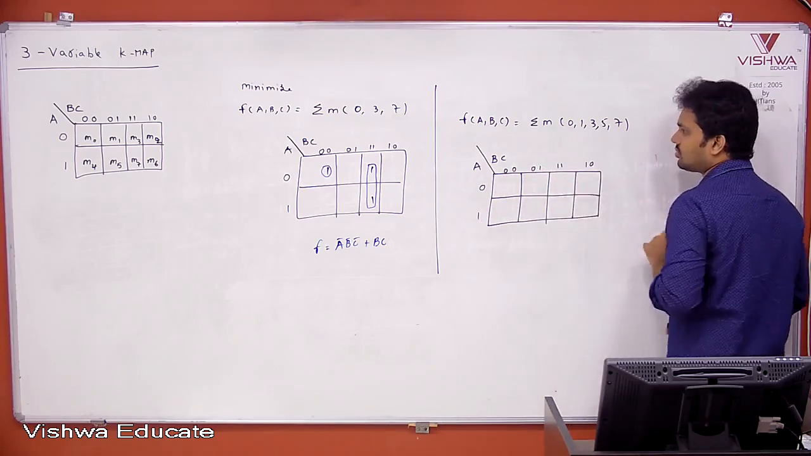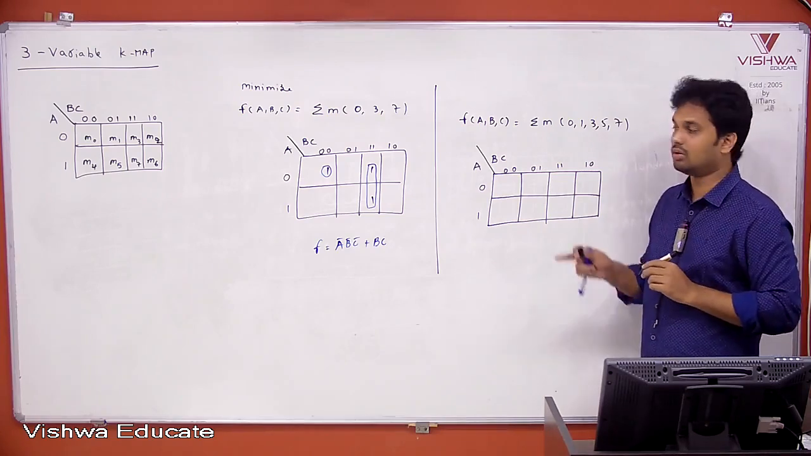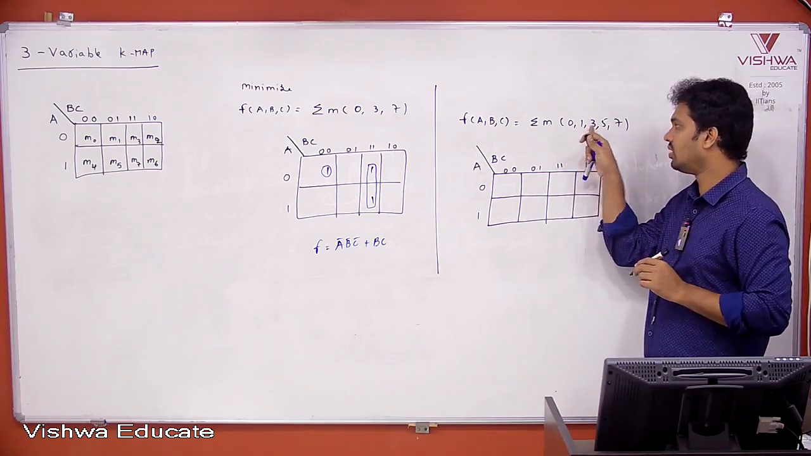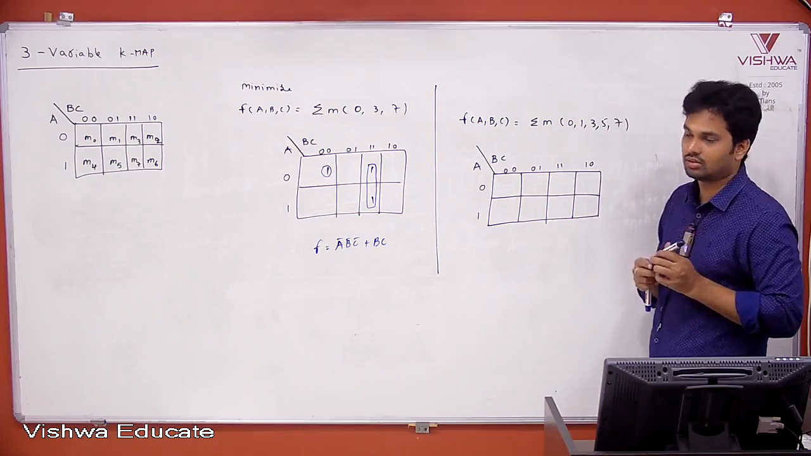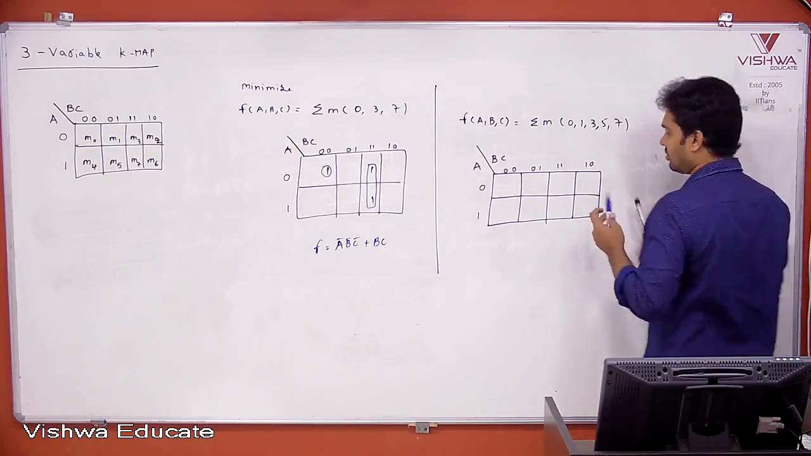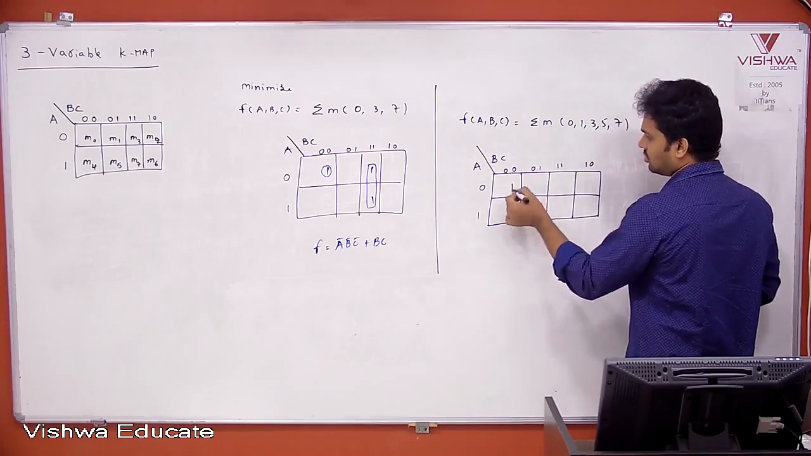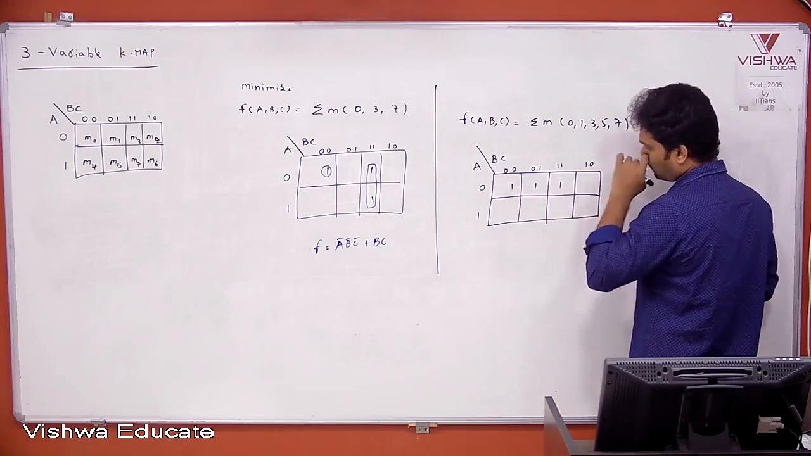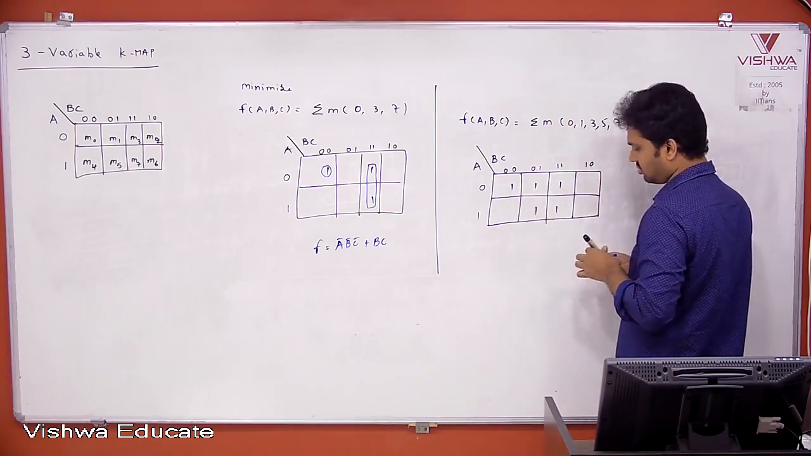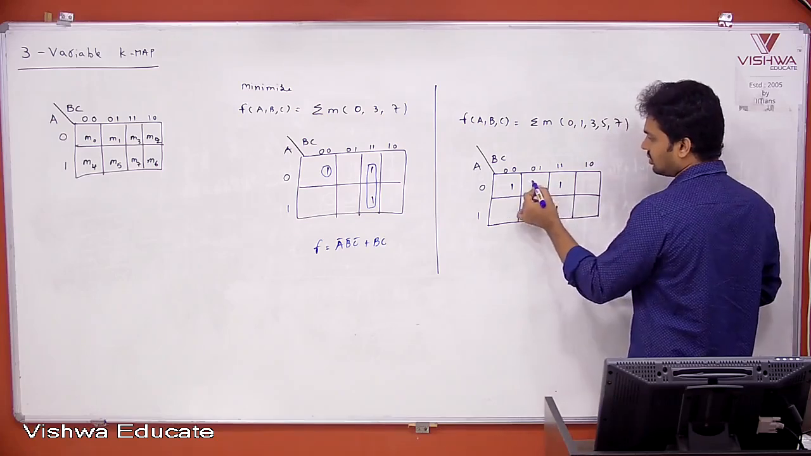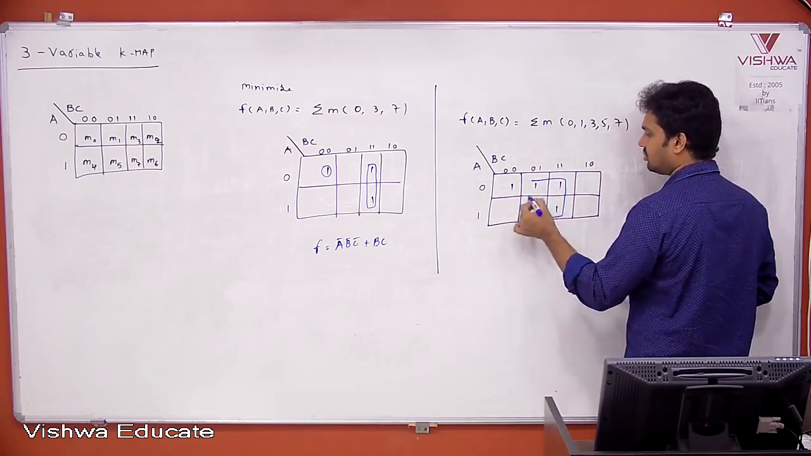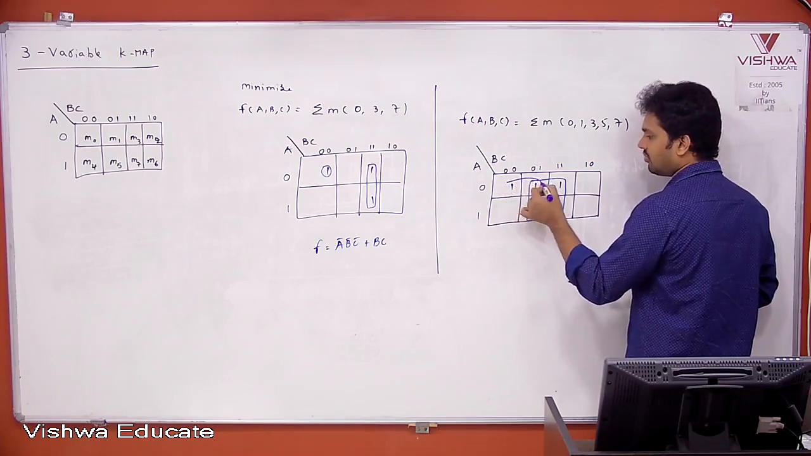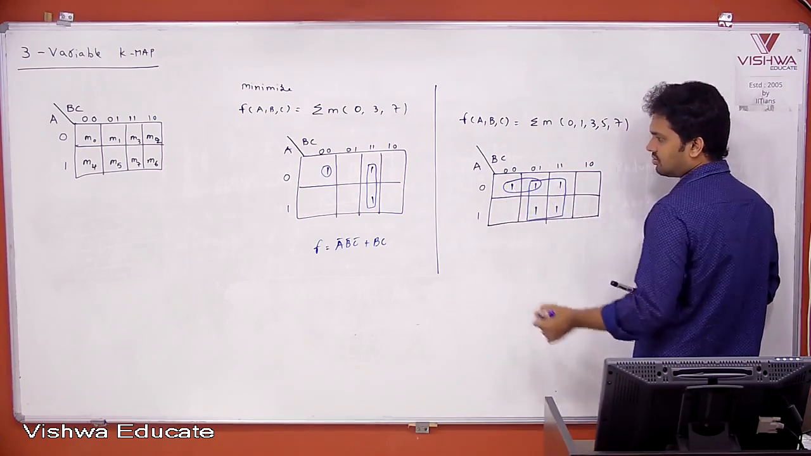Right. Let us see this question. F of ABC equal to sum of the minterms 0, 1, 3, 5, 7. So same way, 0, 1, 3, 5, 7. Now see here, you can form one quad. You can form one pair. So what is the answer here?